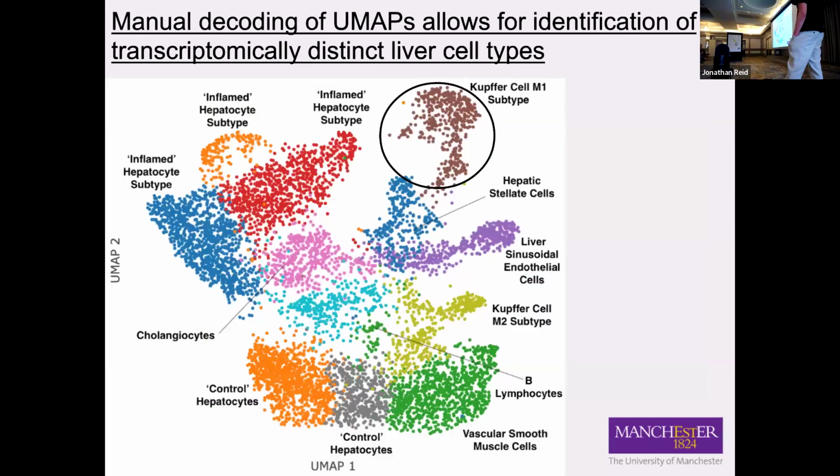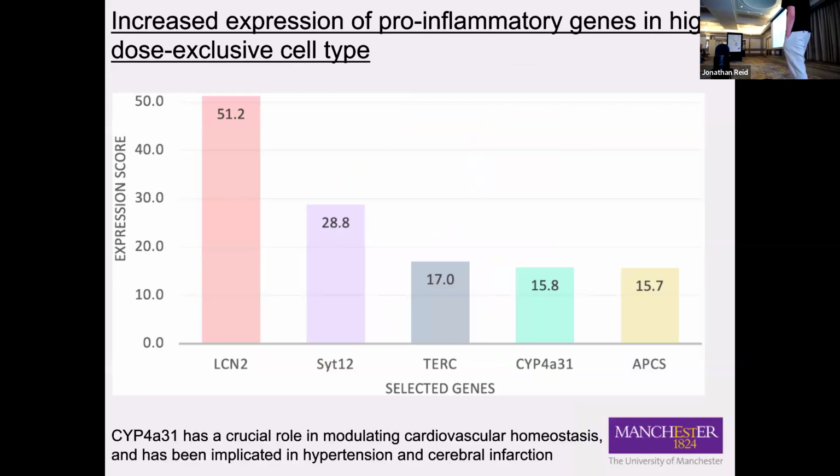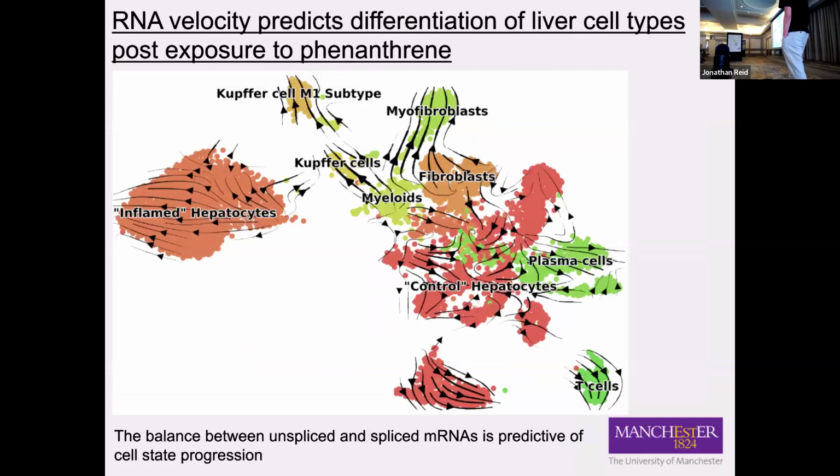So within this big cluster here, we can look at what genes are most overexpressed. So on the y-axis, an expression score, which is essentially log-fold change compared to control. So here are 5 genes, for example, which are all involved in pro-inflammatory processes. And they're overexpressed many fold times over compared to the control groups. So for example, CYP4A31 has a crucial role in modulating cardiovascular homeostasis, which is particularly interesting because although these are liver cells, quite clearly there are changes in genes that are having downstream effects in the cardiovascular system. And then we can do further analysis.